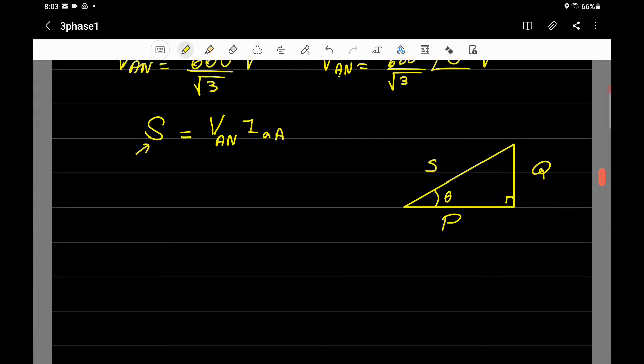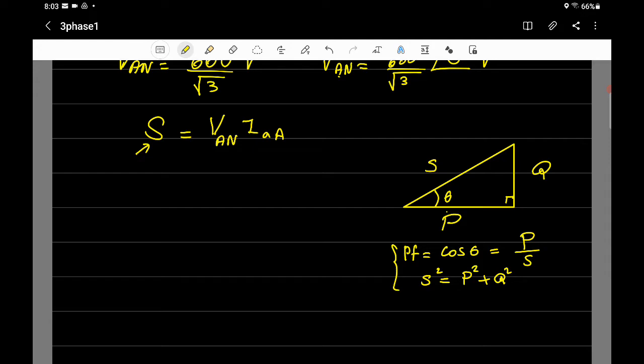Can you just write some information about the triangle? Oh, yes. First of all, power factor is equal to cosine theta, and at the same time is equal to P over S, because cosine theta is P over S. And because of Pythagorean, you have S squared is equal to P squared plus Q squared. So this is the information that you have. You can get anything else using trig.